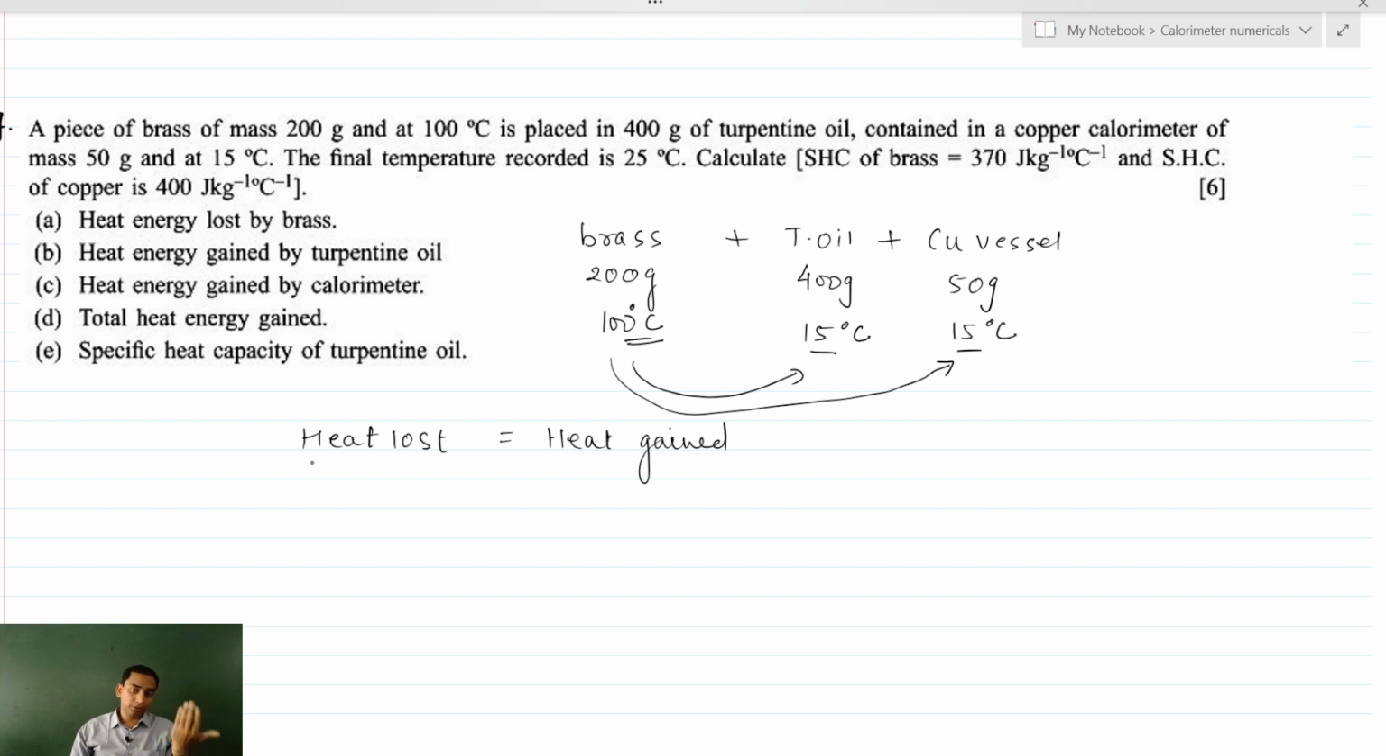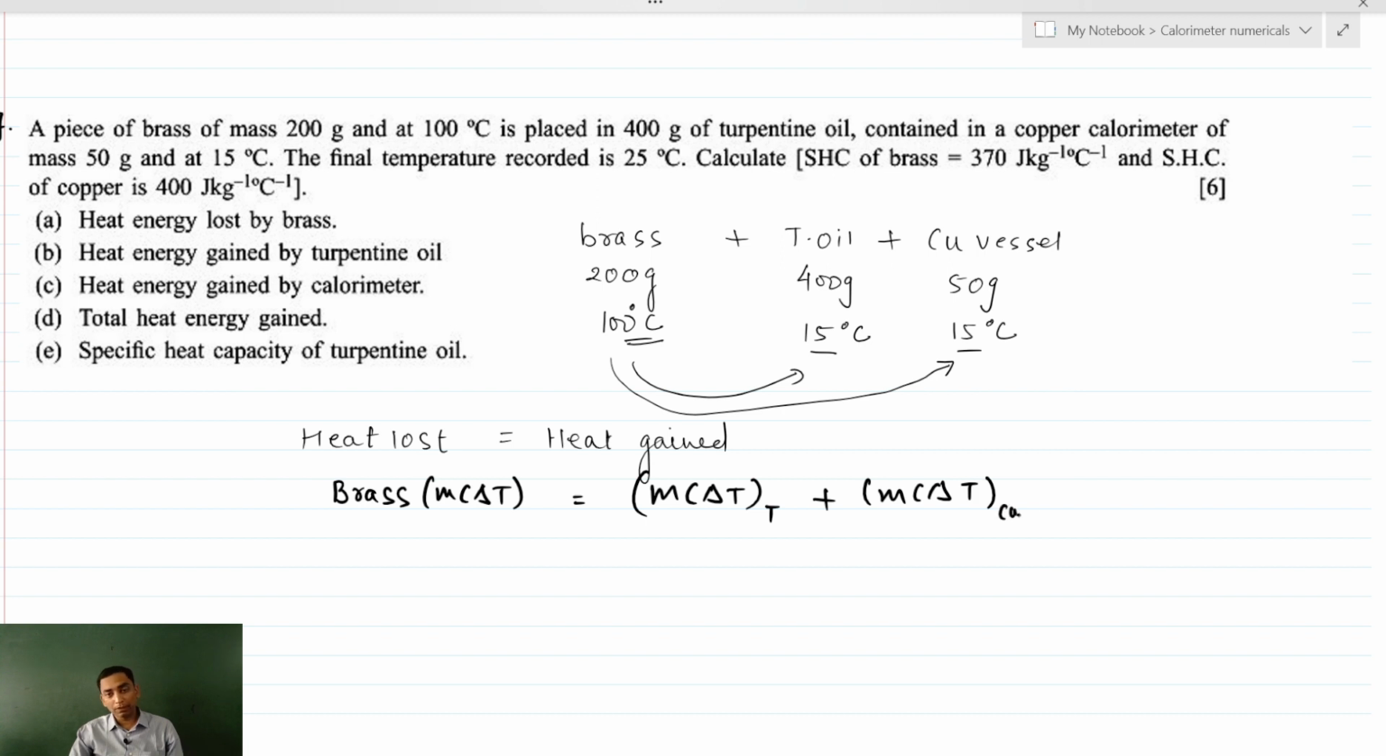So copper, which was at 15 degree, its temperature will go up to 25. Turpentine oil's temperature is going to go up to 25, and the brass is going to lose heat energy, and its temperature is going to reduce from 100 to 25. So here brass MC delta T, then turpentine oil's temperature goes up, so again MC delta T of the turpentine oil plus MC delta T, because two things are going to absorb the heat energy, so heat gain will have two terms. Again, this is of the copper vessel, correct?